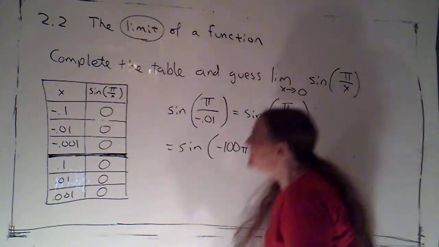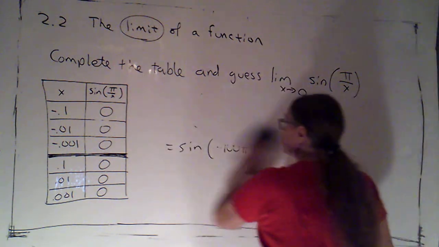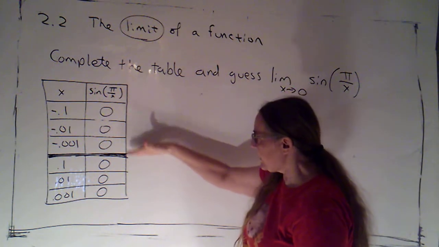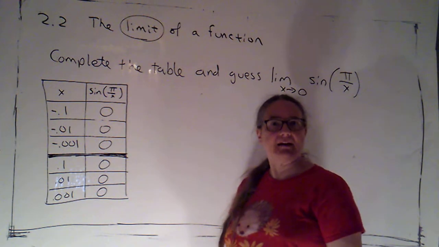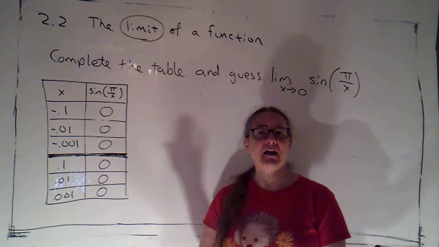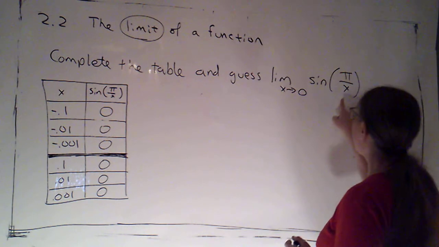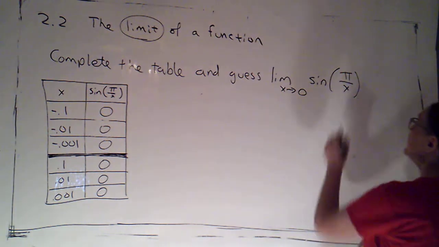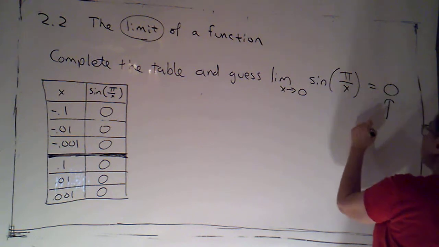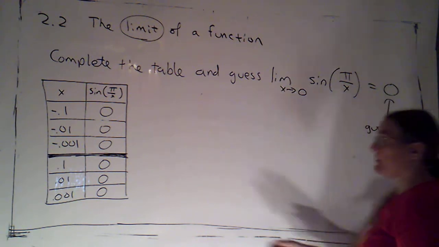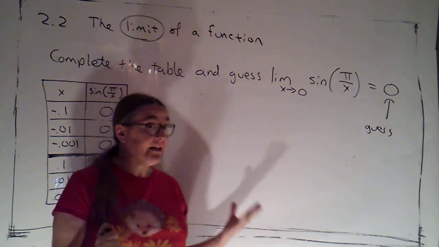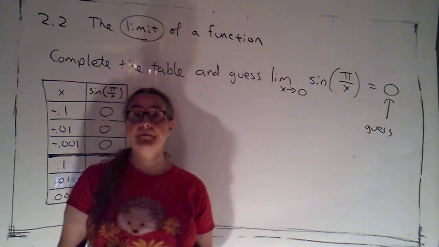Excellent. So we filled in our table of values. And so now we're looking for a pattern. Do these y values and do these y values seem to be getting closer and closer to some number? Well, it seems like they're just always 0. Based on this, I would guess that this limit is equal to 0. That would be my guess. It's the best guess I can make based on this data. I think it's a good guess based on this data.